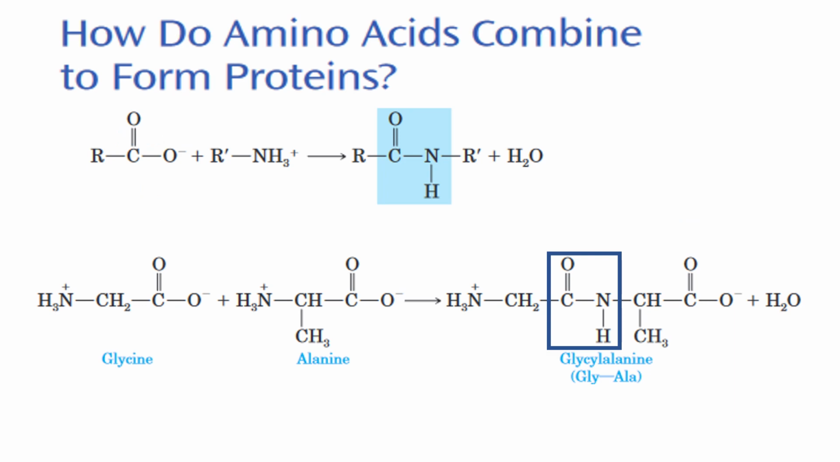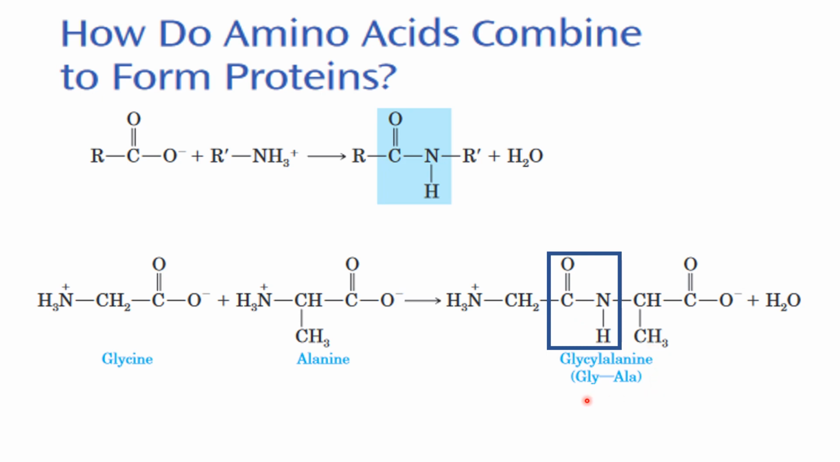In organic chemistry, we learned that carboxylic acid and amine could be combined to form an amide. So this is an amide. In the same way, the carboxylate group of one amino acid, for example, glycine, can combine with the amino group of a second amino acid molecule, like, for instance, alanine. This reaction takes place in the cell, and the product is a dipeptide.